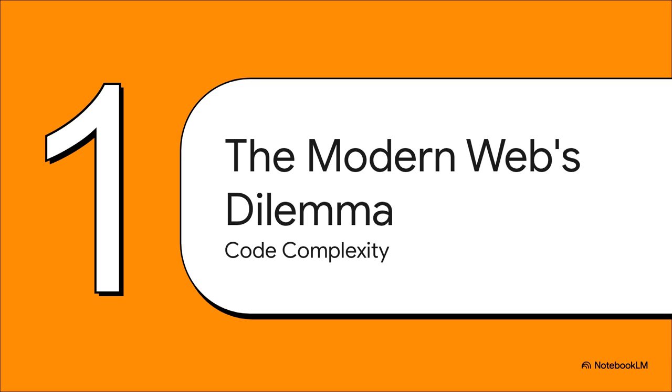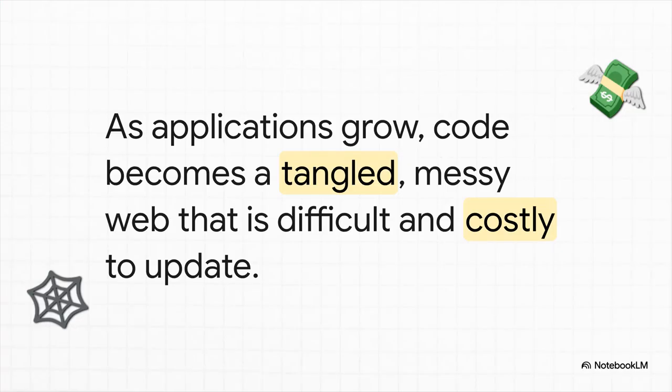And this gets us to what you could call the modern web's big dilemma. See, as we keep adding more cool stuff, more features and complexity to our websites, something starts to go wrong, kind of behind the scenes. And for a developer, this is what it looks like.